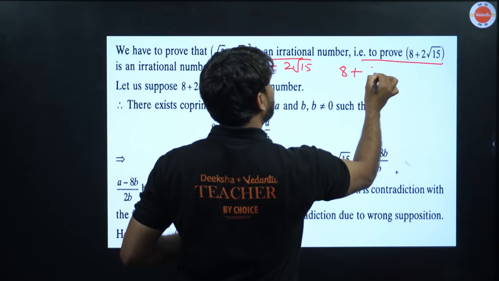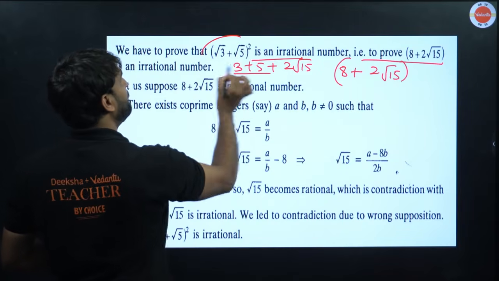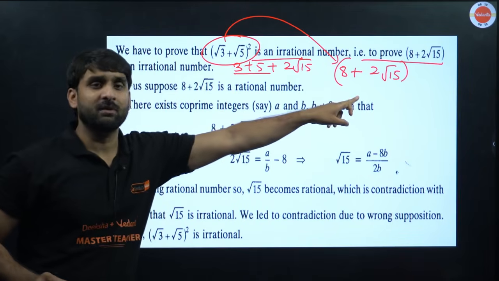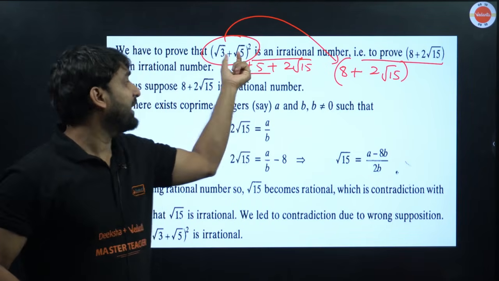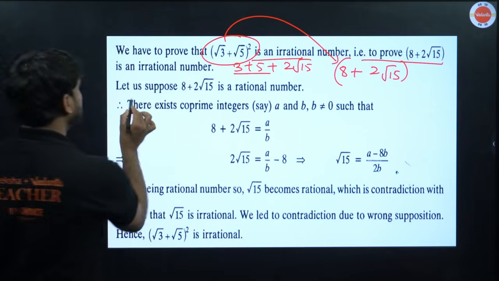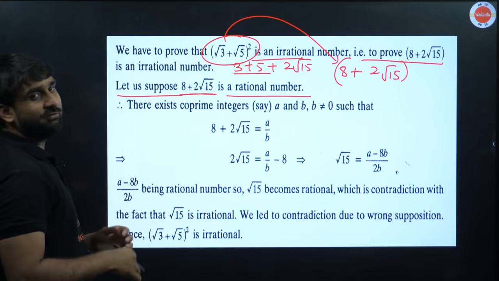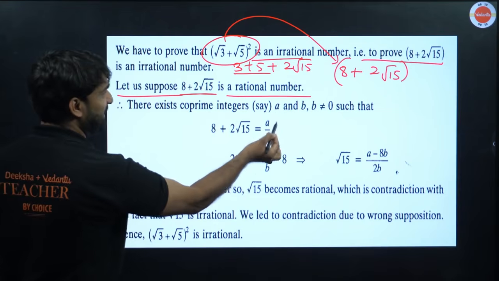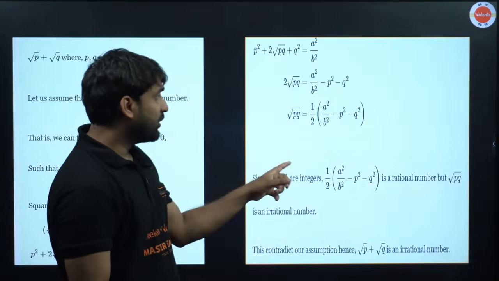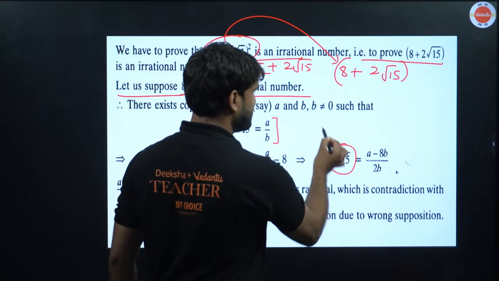So indirectly this is the number. If you are writing this or this, both are the same. We have opened the square, a plus b whole square, and we are getting this number. So we have to prove it again. Let's suppose 8 plus 2 root 15 is a rational number, and when you have assumed, you can write a by b, rational format, after doing the mathematical calculation. And my method, always take the root family one side. This is the root family, so this is irrational.